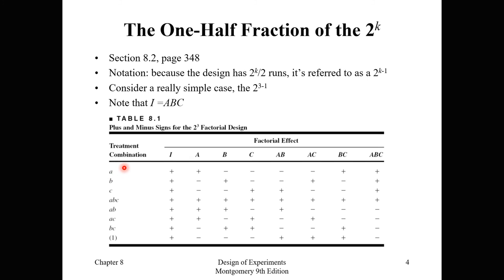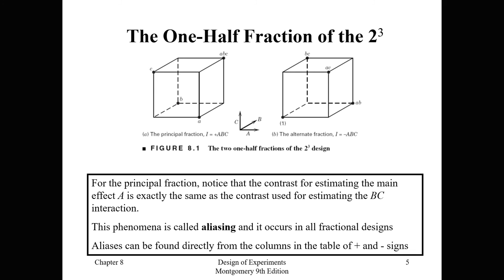Remember what these mean. A lowercase a means this run has a high level of A and a low level of B and C, which aren't shown. This lowercase b means we're going to do a run with a low level of A, a high level of B, and a low level of C. This lowercase c means a low level of A, a low level of B, and a high level of C, and so on. ABC is high levels of A, B, and C. So we're going to use these 4 specific runs, and that's how we select which runs to use: everything where ABC is positive according to this defining relation. There's another way we can do this too that we'll talk about in a second.